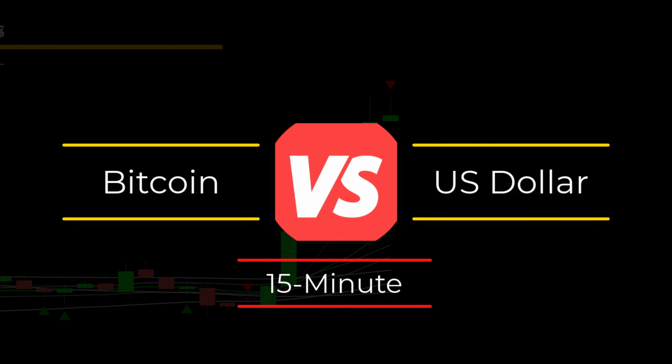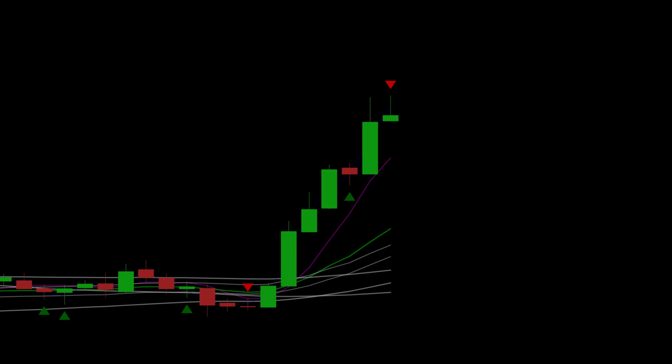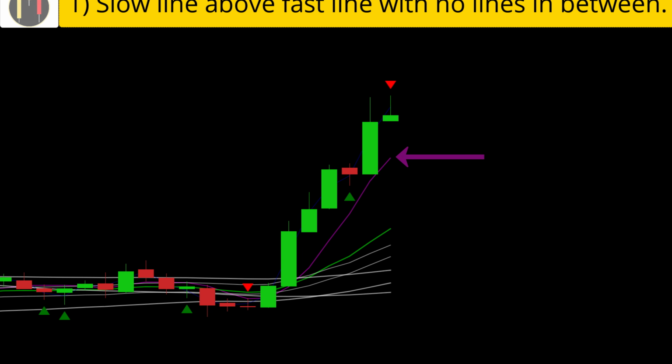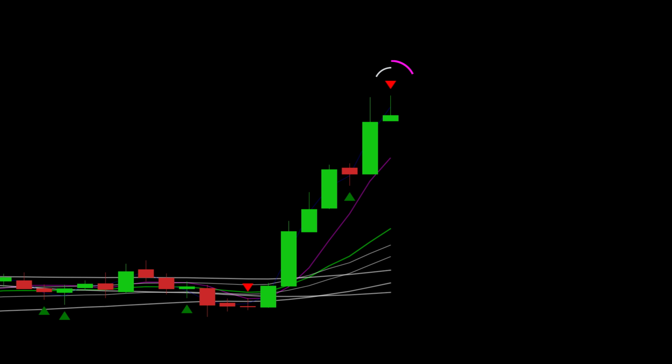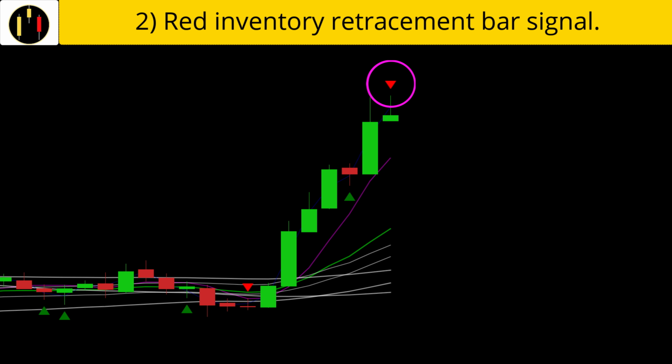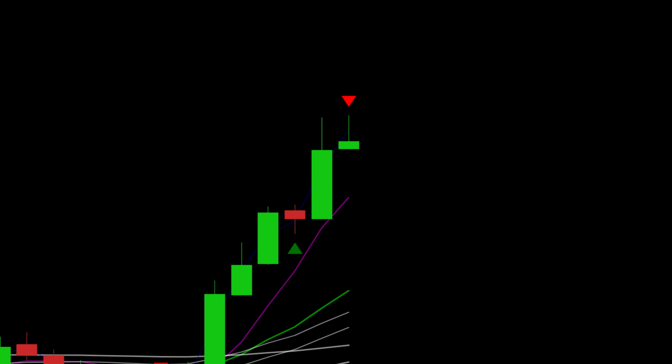This chart is Bitcoin versus the US dollar 15-minute Japanese candlesticks. The rules to enter a long on my version of the Hoffman inventory retracement are: first, the slow line in purple must be above the fast line in green with no other lines in between them. Second, we are looking for a red triangle from the inventory retracement bar indicator. Our rules are met when this candle closes.